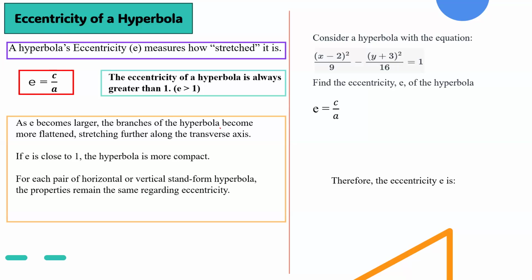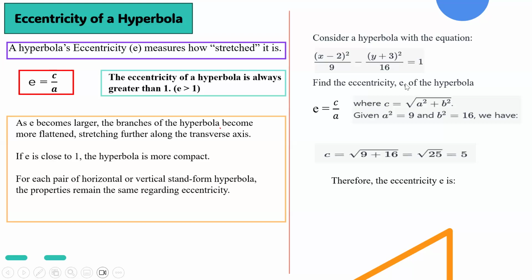Now, let's look at the example given on the right-hand side. It says (x - 2) squared divided by 9, subtract (y + 3) squared over 16 is equal to 1. Now, to find the eccentricity of the hyperbola, we're going to use the same formula, where c will be equal to, as Miss said in her explanation, the root of a squared plus b squared.